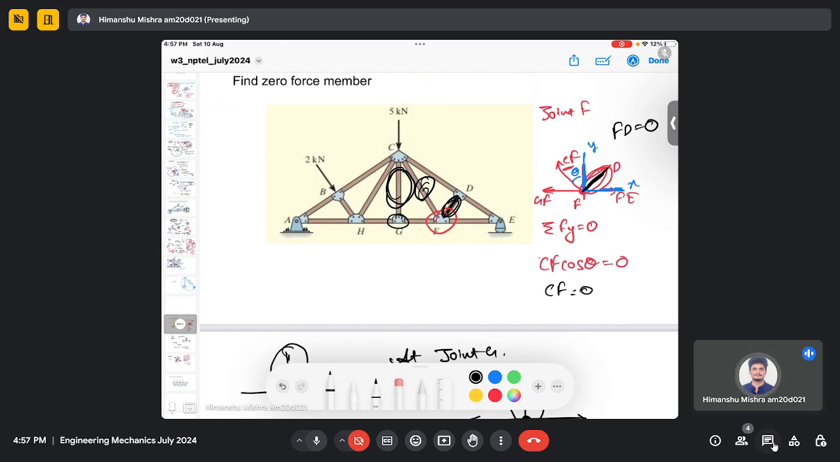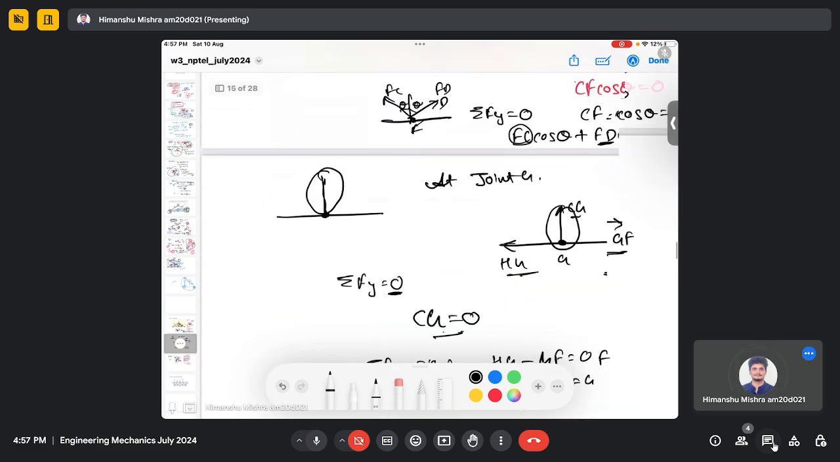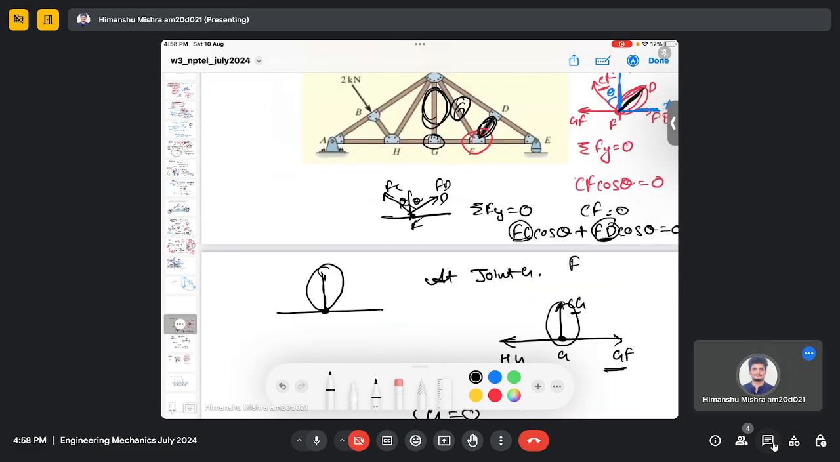Otherwise, let's say I have FD here and FC here. So this is my FD and this is my FC. So if I do the summation of force in the y direction, this is angle theta, this is angle theta, then I will get FC cos theta plus FD cos theta equal to 0. Okay, so if FD is non-zero, then the force in FC is also non-zero. But we saw that here the force in FD is 0, which makes the force in FC also equal to 0.